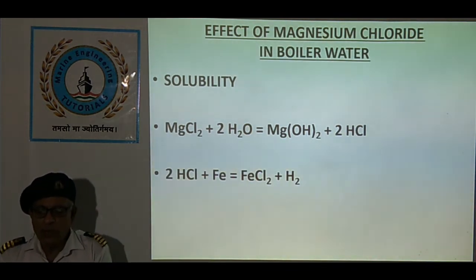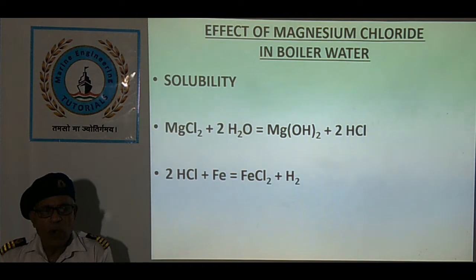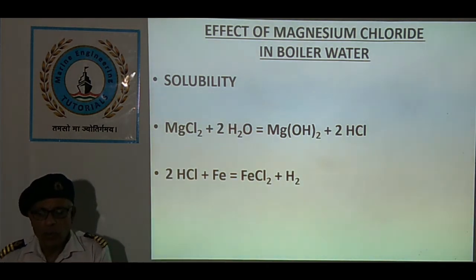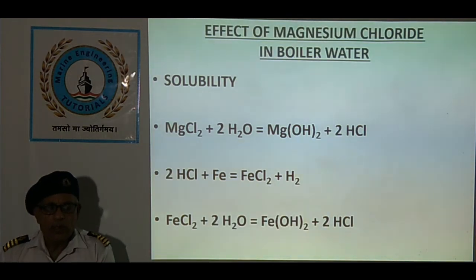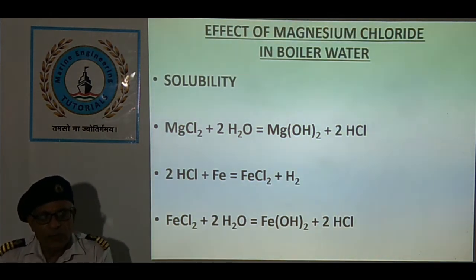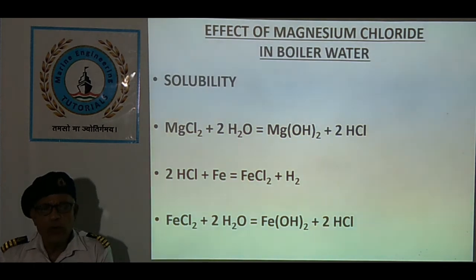In this reaction, hydrochloric acid can cause corrosion in the boiler. You can see the HCl combines with iron to form ferrous chloride and hydrogen. In the subsequent reaction, we can see this ferrous chloride recombines with water, forms ferrous hydroxide and again forms HCl. Hydrochloric acid is regenerated by further reaction, which continues the corrosive cycle.